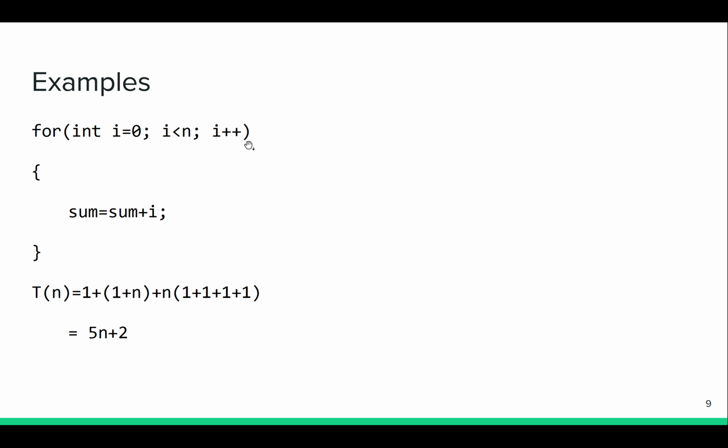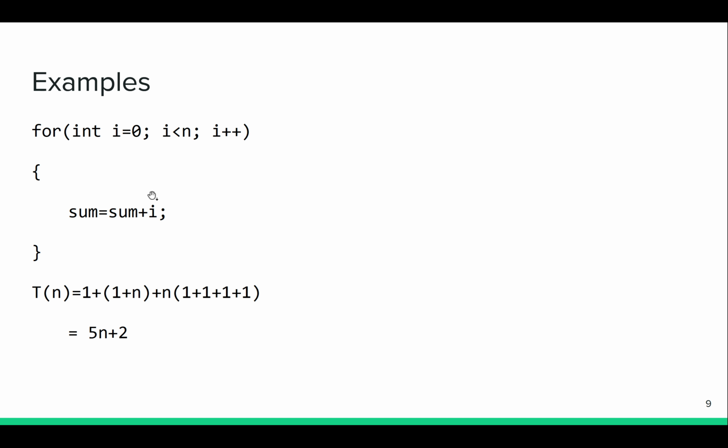And i++ will be executed only after the for loop's body gets executed, so this i++ will be executed n times. I have written down the same thing here. T(n) is a time representation. So 1 is for i = 0. i < n is executing n + 1 times, so I have written n + 1, plus this i++ will be done only after the body of the for loop gets executed.